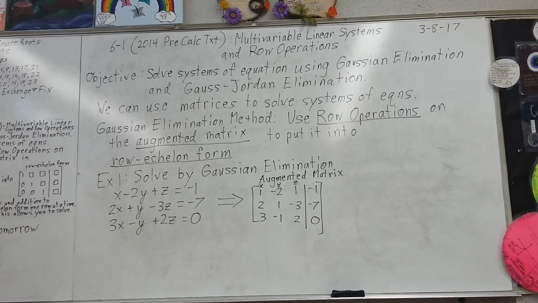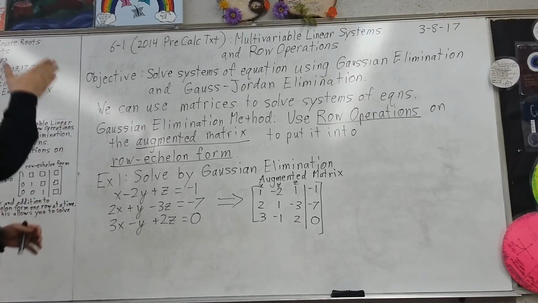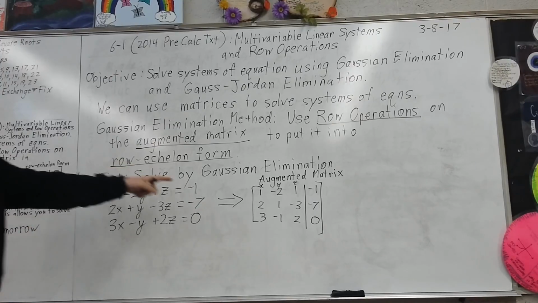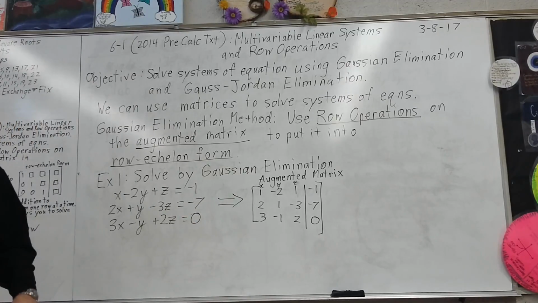Is that what you meant by the absolute value sign meant something? No, that'll be still in the future. This is just a bar separating the x, y, z columns from the answer column. All right. That's a good question. So that's what we mean by augmented matrix.